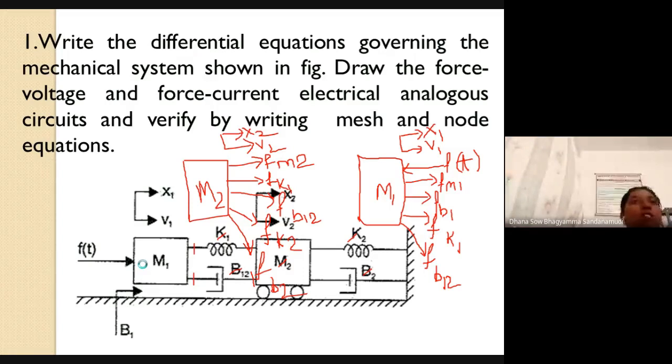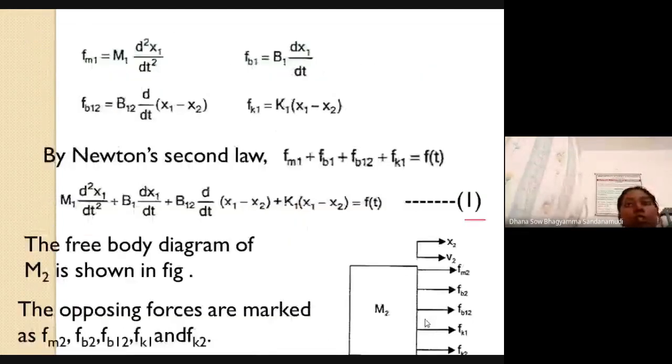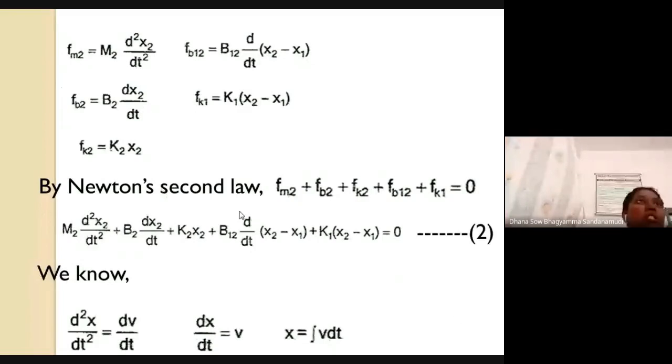So let us go to our 5 forces: M2, B2, B12, K1, K2. Total 3 plus 2, 5. Okay. So these are all the opposing forces. So you know the differential equations for these forces, so you can write these equations. According to Newton's second law, Fm2 plus B2 plus K2 plus B12 and K1 are equal to 0. Okay, they are equal to 0.